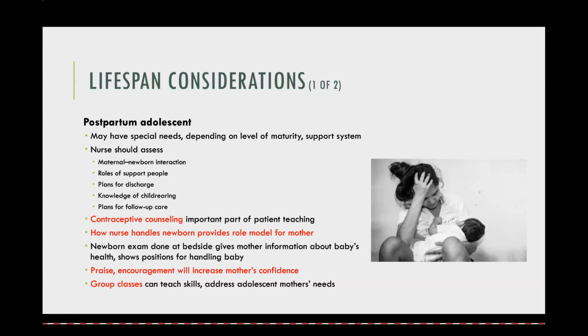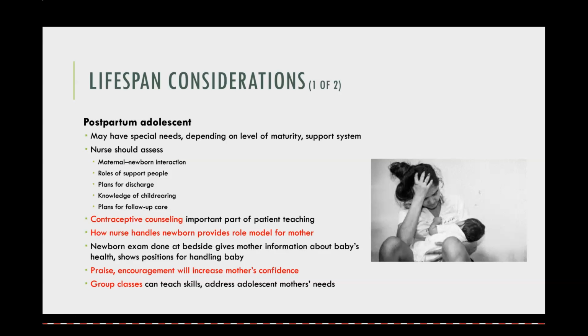What are the plans for discharge? Where's this adolescent going? Who is going to be there to help her? Making sure those people are included in discharge teaching and other teaching throughout the stay. What is their knowledge of child rearing? Are they an adolescent who helped to raise siblings? Are they an adolescent who has no clue? And then what are the plans for follow-up care? Because it's really important that adolescents have a very specific plan of care dealing with just follow-up.